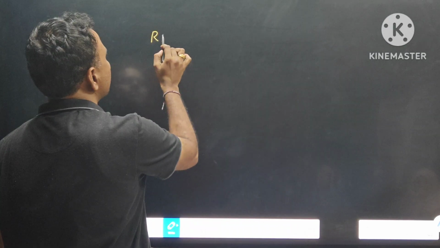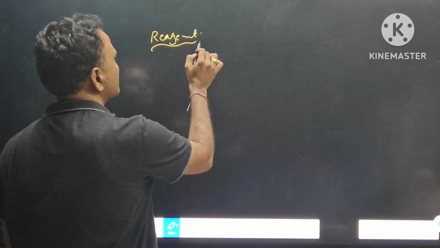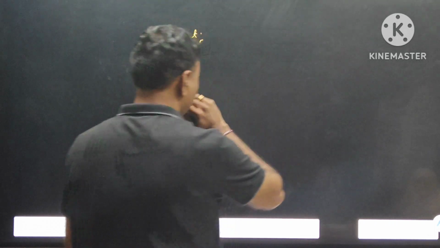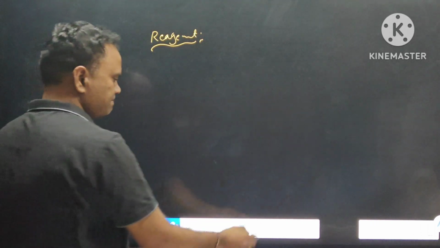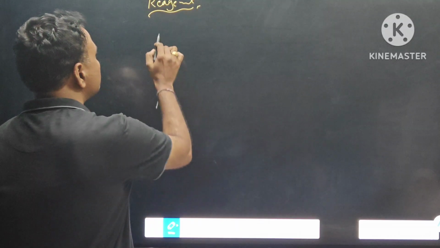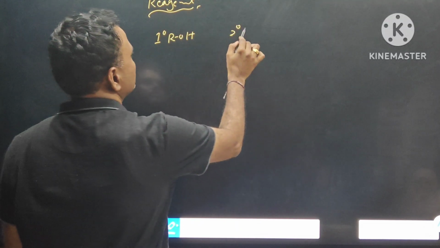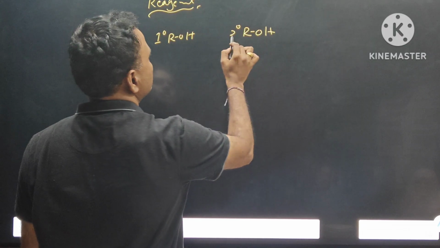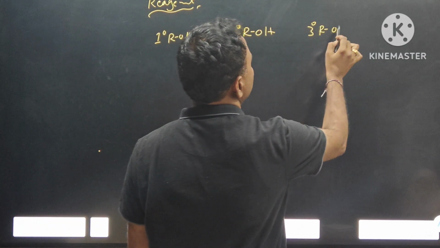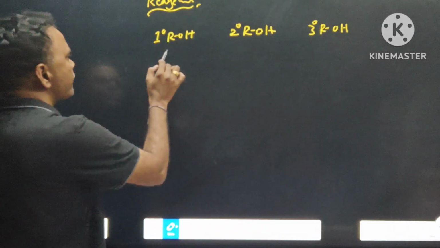Victor Meyer reagent. Actually, you need not learn the list of reagents. If you remember what will happen with the primary and what will happen with the secondary, that is enough.